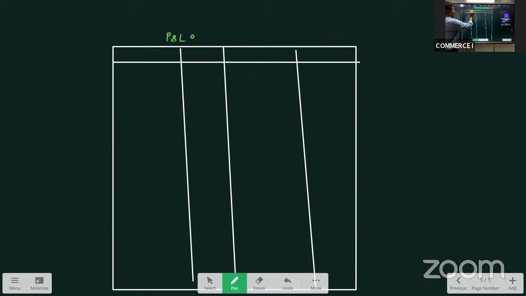Profit and loss account. Name of the firm is given, right? Otherwise, prepare profit and loss account for the year ended on. Profit and loss account for the year ending on 31st March 2019.